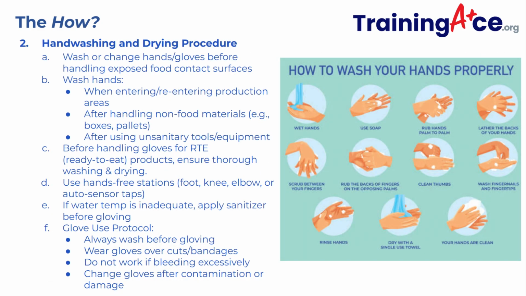Next, we'll walk through the proper hand washing technique. It starts with wetting hands, applying soap, and scrubbing thoroughly, including palms, thumbs, and between fingers. After rinsing, hands should be dried with a pre-loaded or automatic towel dispenser. Gloves should be put on only after proper drying. Any cuts should be bandaged and gloved. And bleeding employees must exit the processing area immediately.